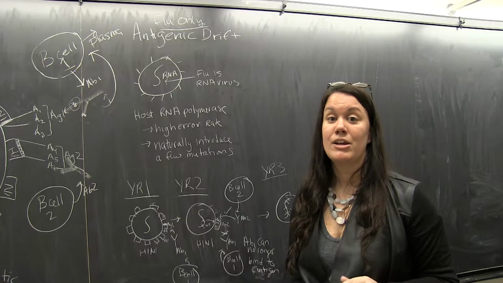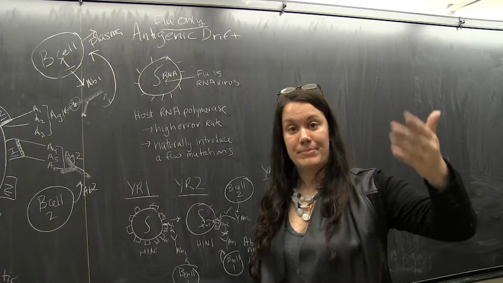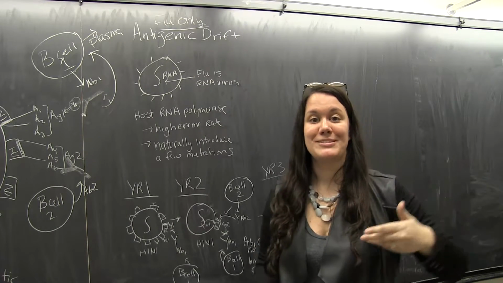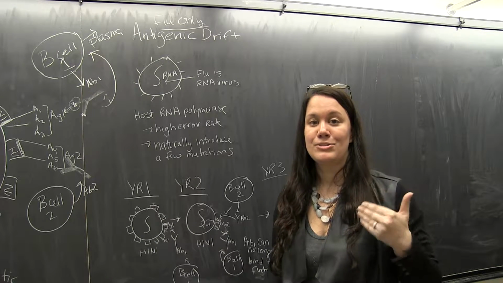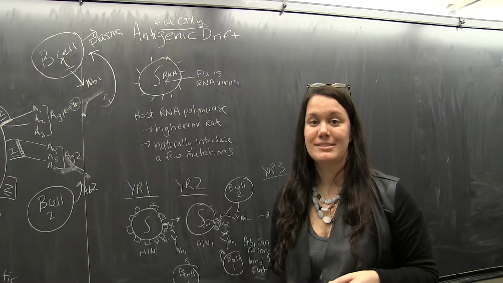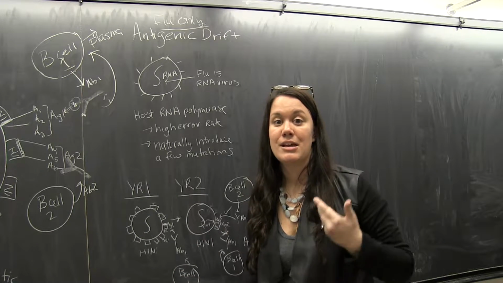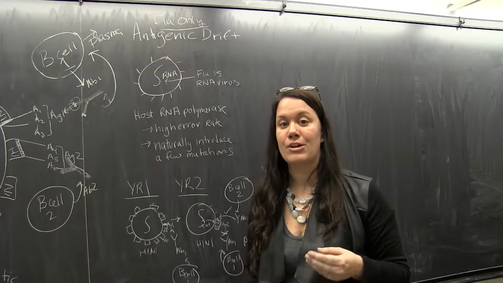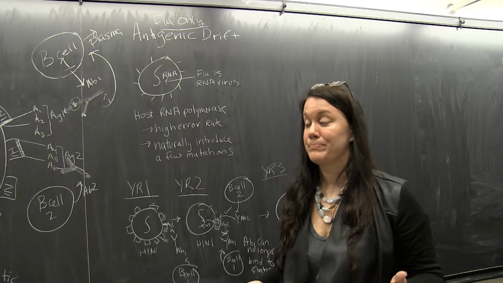Just remember that. So when flu needs to make more of its own RNA to propagate itself, it uses our RNA polymerase. And so that means that just naturally occurring mutations are put into that RNA code. And this results in antigenic drift.